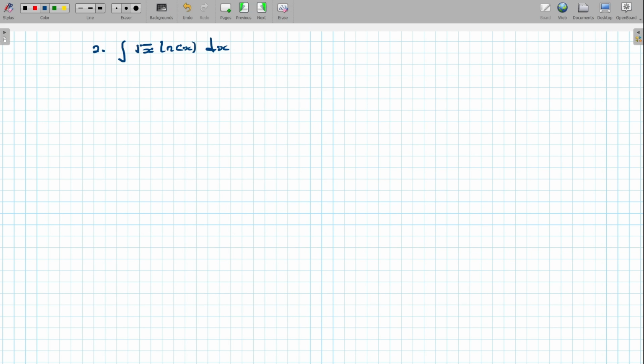Right, so for the second problem, we basically have the same structure. What we're seeing here is a product of two functions. We have root of x, and then we have the natural log of x. So we want to find the integral of this product of functions. So again, we need to choose our u, and then we also need to choose our v prime, right?